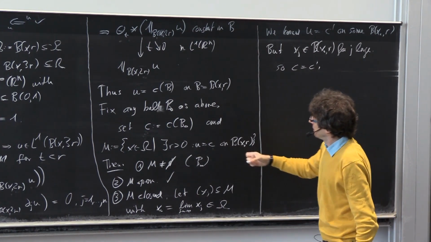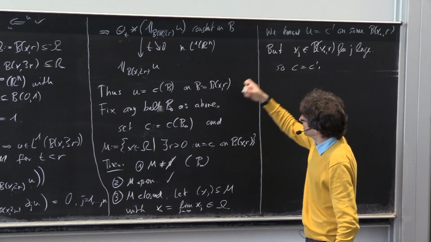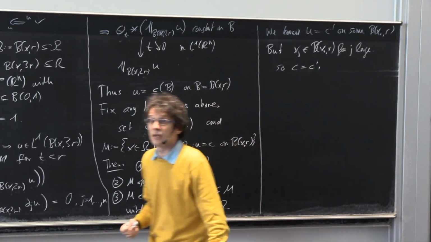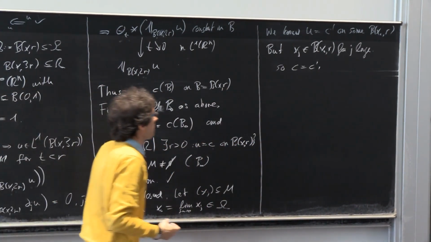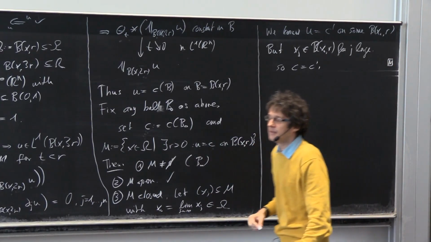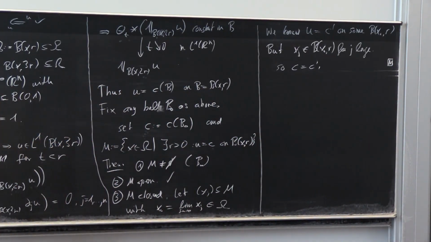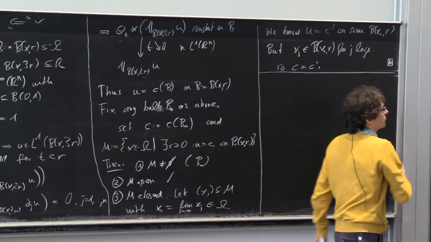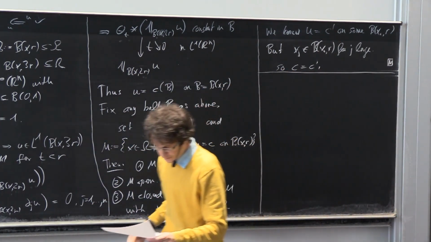Now we have a non-empty clopen subset of omega. Omega is connected, so M is all of omega, and this tells us that u is constant. So you see, you have to do some work, but the nice result is this method to show that the function is constant also works for weak derivatives.